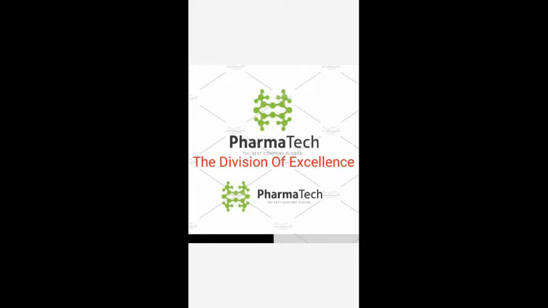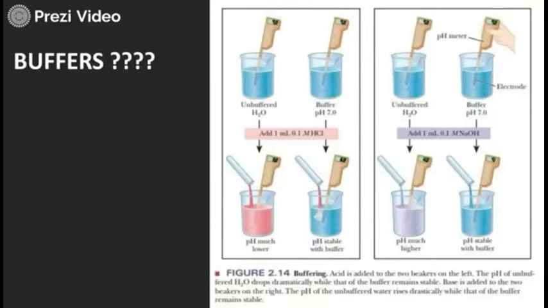So let's start our new chapter, chapter number 9, Buffers, also called buffer solution or buffer system. In this chapter we first study what a buffer is, that means the definition of buffer. A buffer solution is one which maintains its pH fairly constant even upon the addition of a small amount of acid or base. That means a buffer solution resists a change in its pH.